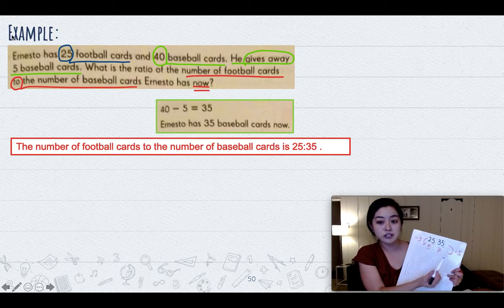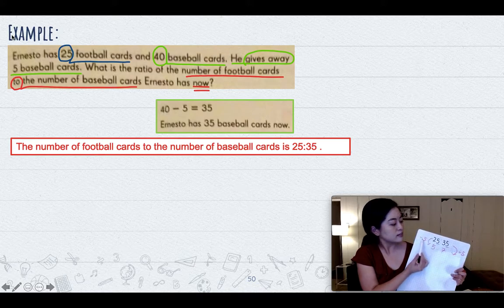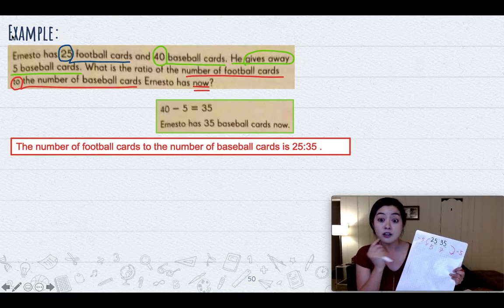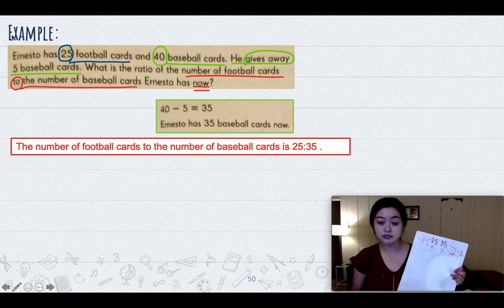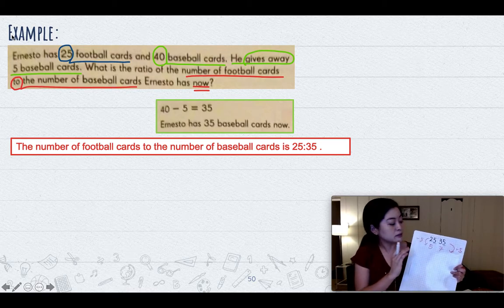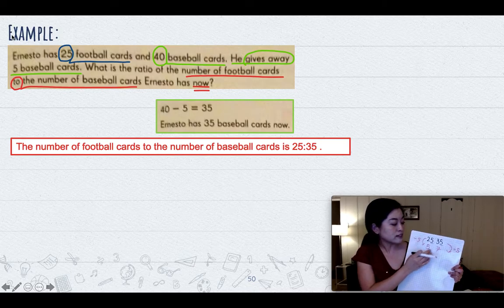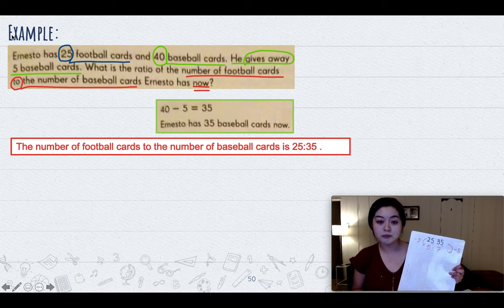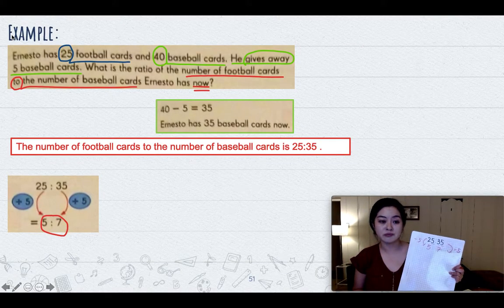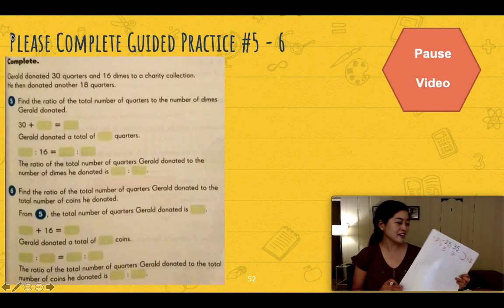And I can double check with multiplication. 7 times 5 is 35. Check. 5 times 5 is 25. Check. 5 and 7. There's no other common factors between 5 and 7 besides 1. So 5 to 7 is in simplest form. There we go. All right.